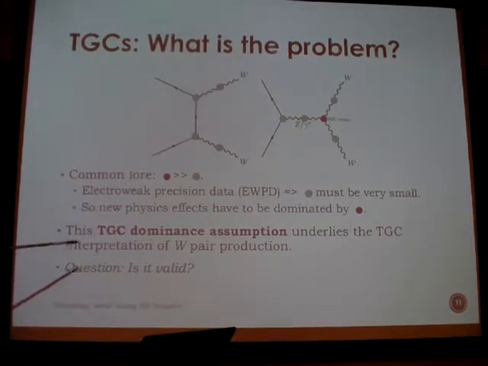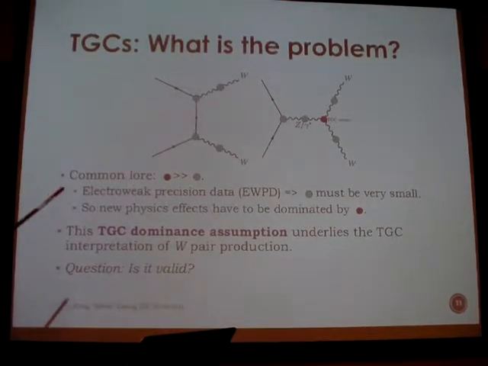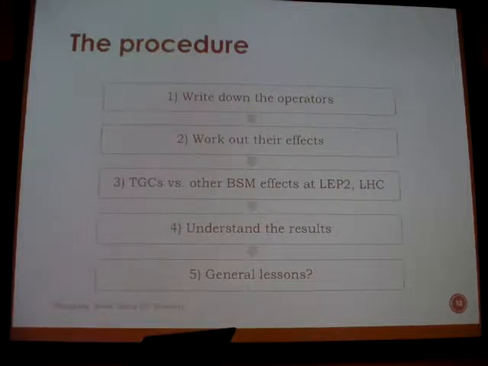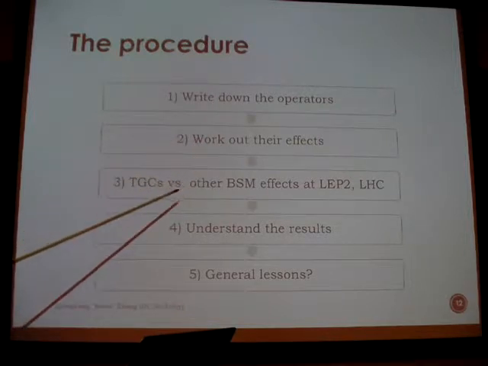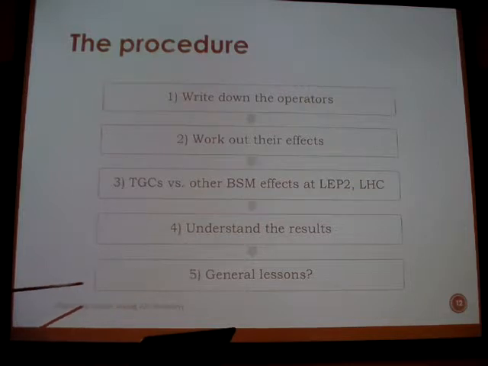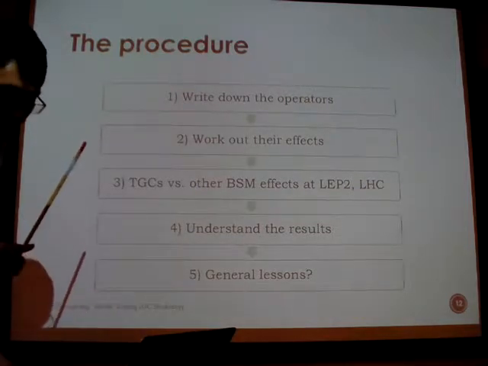So the question is, is this assumption valid? And we want to answer this question by doing an EFT exercise. This is the basic procedure for doing this exercise. First of all, we write down the operators that can affect the observables that we're measuring, and then we work out their effects. We're going to compare the effects of triple gauge couplings versus other BSM effects for the case of Lab 2 and for the case of the LHC, and we'll try to understand the results and see if there are general lessons that we can learn.